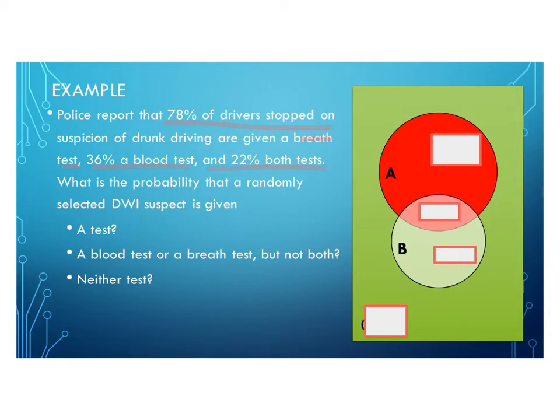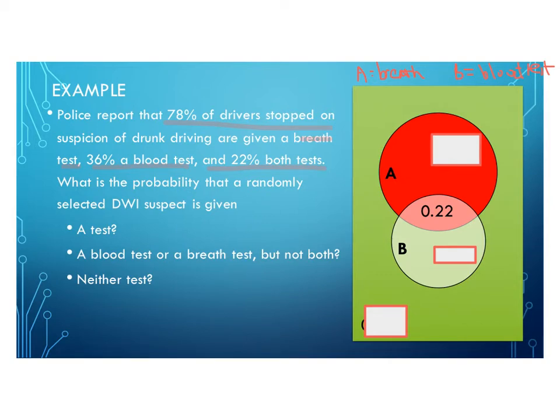Sometimes what helps me is to draw a Venn diagram. So we can say event A is the breath test. And that means event B is the blood test. Now, because we have 22% have both tests, we have overlap. So you would draw your two circles, and the overlap is where I would start my Venn diagram, 22%.